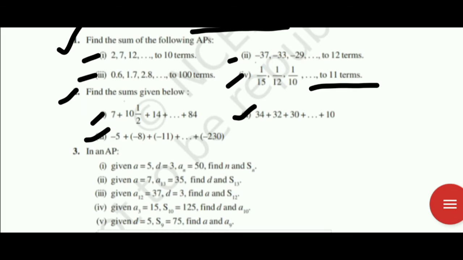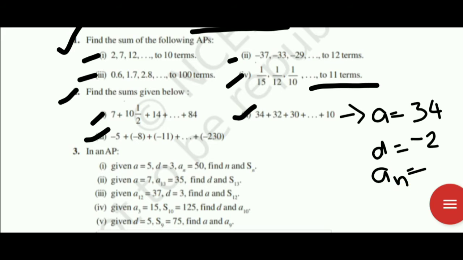First of all, in this case you can take a equal to 34. I am giving a small hint. d is equal to, what is d? 32 minus 34, that is minus 2. Your an value will be the last term. What is the last term here?